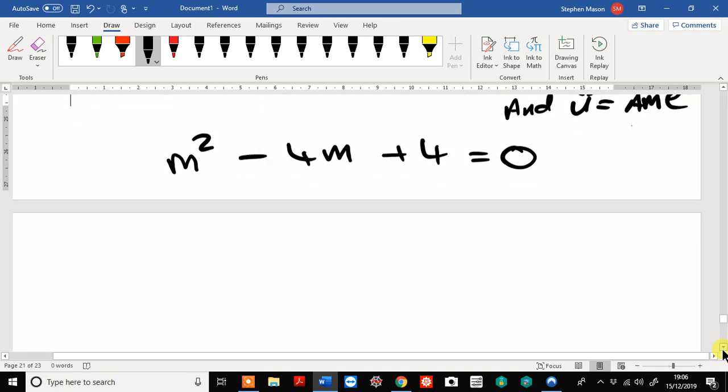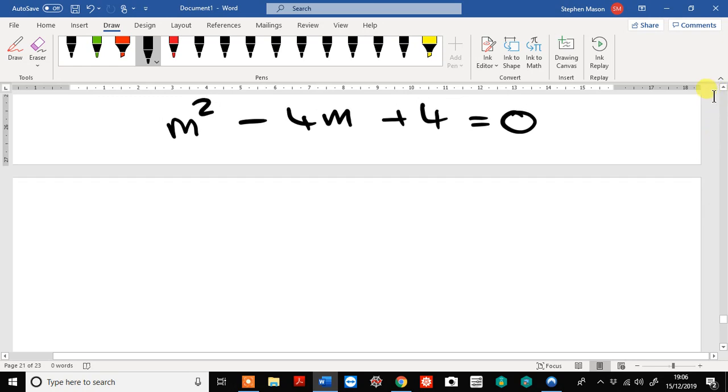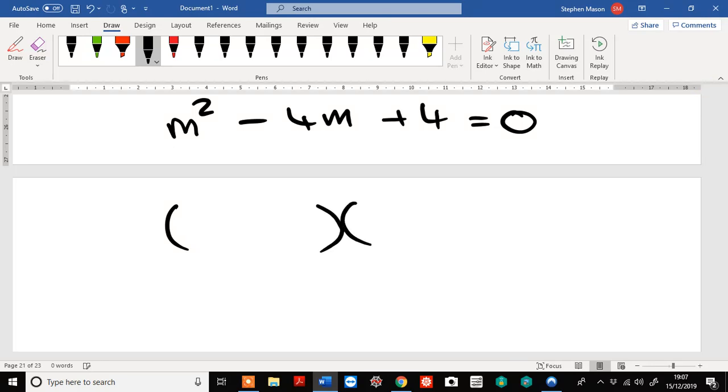We might be able to. Well, I'm hoping we can. So let's just draw two brackets. If we can't factorize it like this, we'll just use the quadratic formula. So we've got m and m.